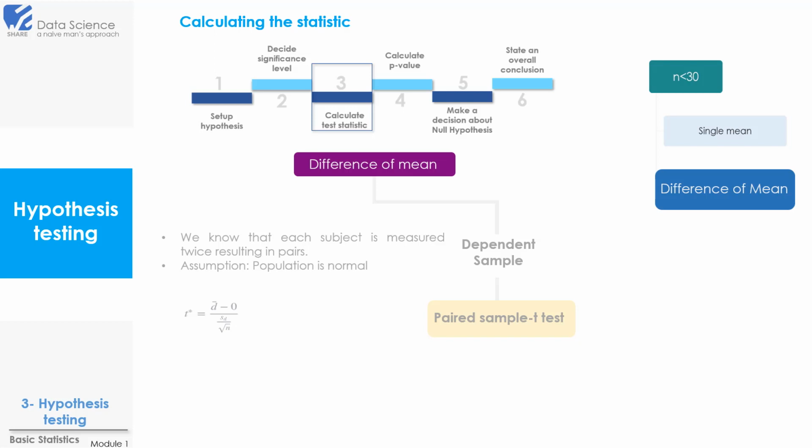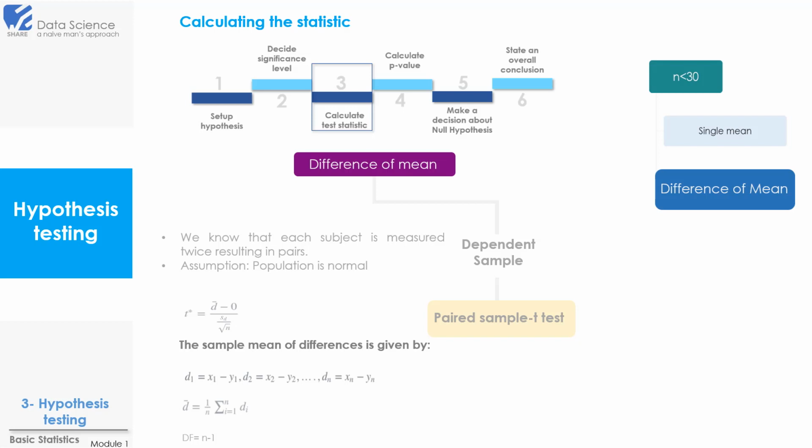Now the formula for calculating the t-statistic is given here. Here d bar denotes the sample mean of the differences. We can calculate d bar using the formula as shown here on the screen, and then we can use d bar to calculate the t value. So that is how we do the difference of mean hypothesis testing when the sample size is less than 30.